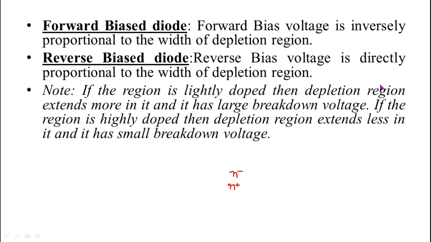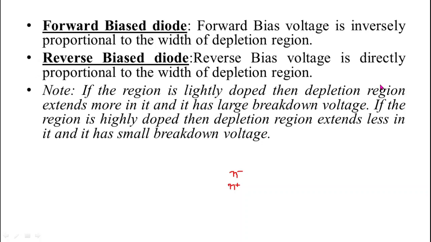Now take another very important point, which will be utilized in SCR and diode working, so you must remember it. If a region is lightly doped, then the width of the depletion region extends more into it, and it has a large breakdown voltage. And if a region is heavily doped, then the width of the depletion region extends less into it, and it has a small breakdown voltage. This is a very important concept and you must remember it.